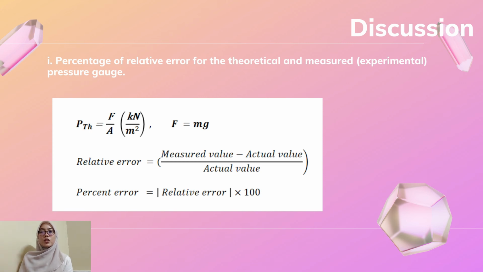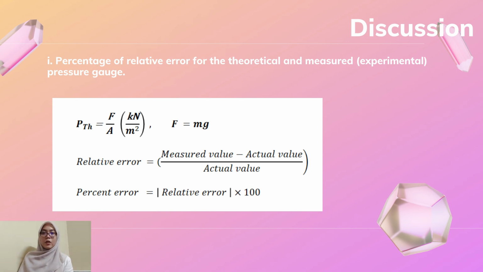The formula is shown where P theoretical is theoretical pressure, F is force in Newton, M is mass in kilogram, A is cross-sectional area of the plunger in square meters, and G is gravitational acceleration in meters per second squared. The resulting unit of this calculation is 1 kN per square meter or 1 kilopascal.